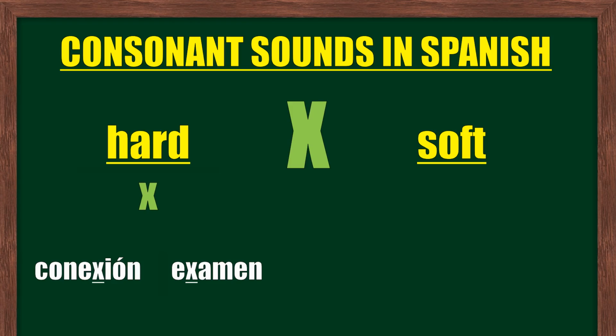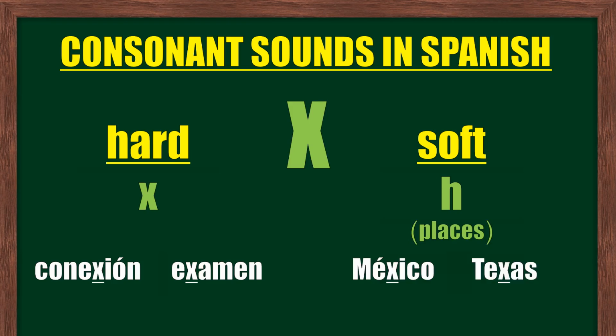There are some words in Spanish in which the X is pronounced like an H in English. These tend to be place names such as Mexico and Texas. Mexico in Spanish is not pronounced with an X sound, it's pronounced with an H sound, even though it's spelt with an X. The same with Texas, or Oaxaca. Especially in Mexico, there are many place names that are spelled with an X, but pronounced like an H in English.